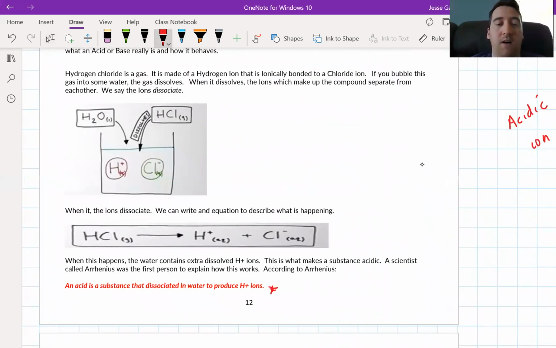Now, unfortunately, it's not the only definition we're going to talk about because it's not a perfect definition. There are some problems with it, which means that it's changed over time. So you have to remember that this was Arrhenius's definition, because there's other people we're going to talk about too. So when you're writing this down, you're going to write Arrhenius's definition of an acid. An acid is a substance that dissociates in water to produce H plus ions. So please pause the video and write that down now.